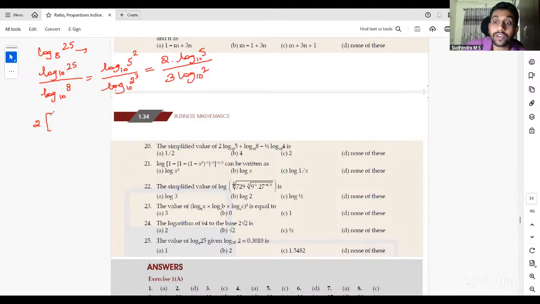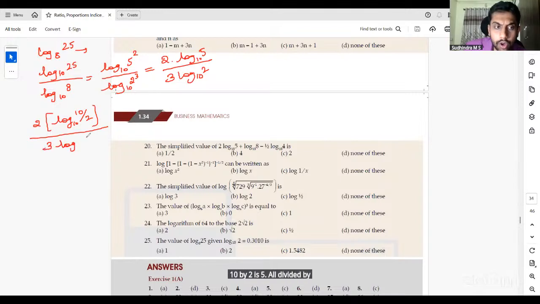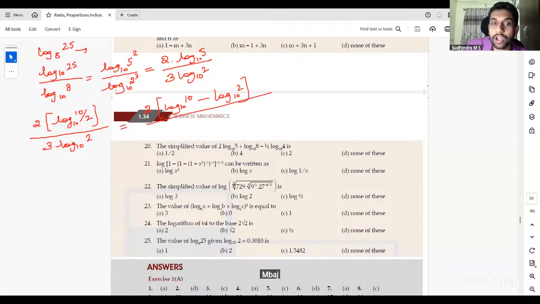2 times log 5 can be written as log of 10 by 2 to the base 10. 10 by 2 is 5. Whole divided by 3 times log 2 to the base 10. Log of 10 by 2 can be written as 2 times log 10 to the base 10 minus log 2 to the base 10. M by n is log m minus log n. 3 log 2 to the base 10.